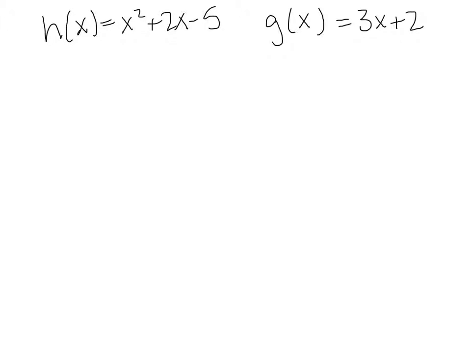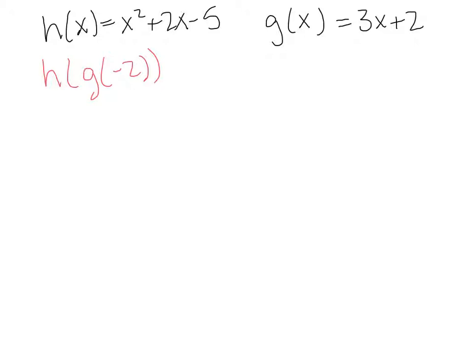Decided to mix things up on you guys a little bit. We're going to move on to another pair of functions. We're going to have the function h and the function g. We're still going to use them to do some compositions. So let's start out with h of g of negative 2. Now remember, you're going to work inside out. The first thing you need to do is find g of negative 2.